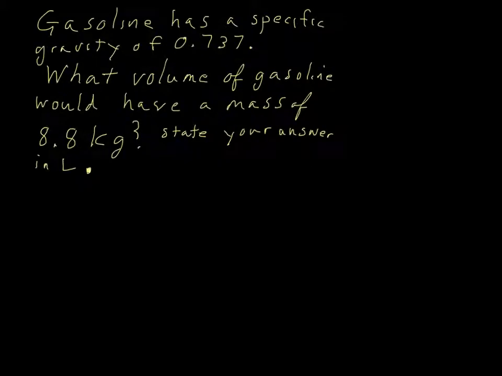Gasoline has a specific gravity of 0.737. What volume of gasoline would have a mass of 8.8 kilograms? State your answer in liters. We've got two numbers in our problem. That means one of them has to be a unit conversion. In this case, chemistry can't help us out because the evil specific gravity has lopped off the per units. We've cut off our cat's nose practically. But whenever you see specific gravity, drop in those units.